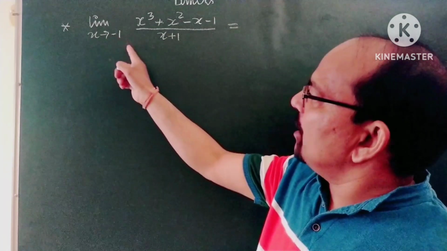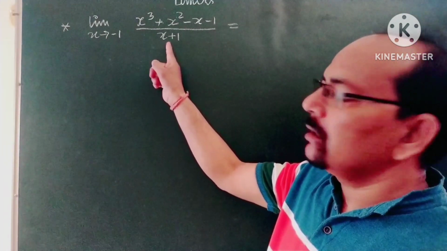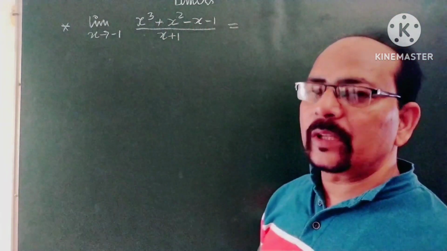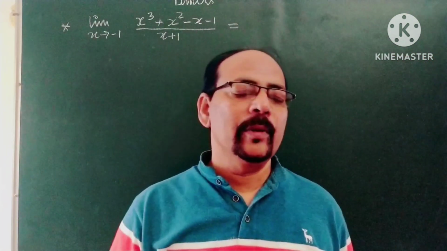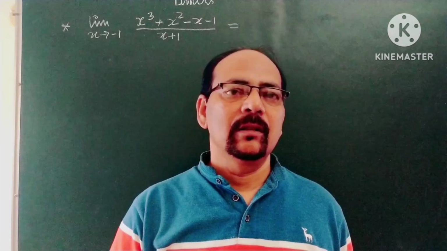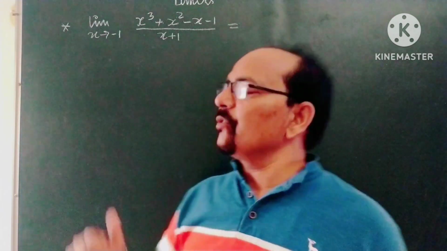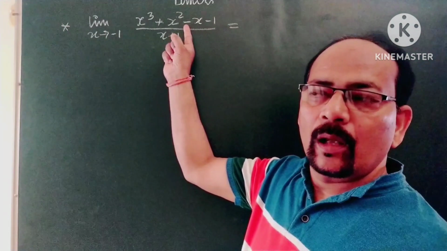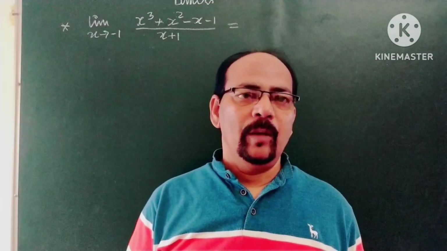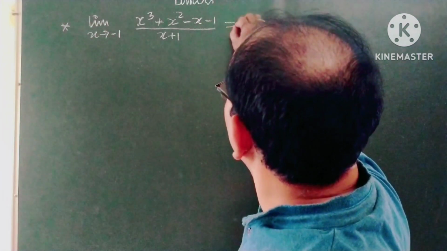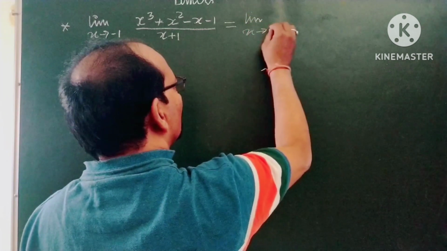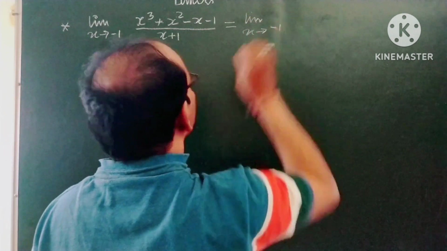If we put x equal to minus 1, the denominator will be 0 and the numerator also will be 0, therefore it will be 0 by 0 form, therefore the limit cannot be found by direct substitution. In this case, we can find the factors of the numerator and after that find the limit of the function. Therefore, take limit x tends to minus 1.